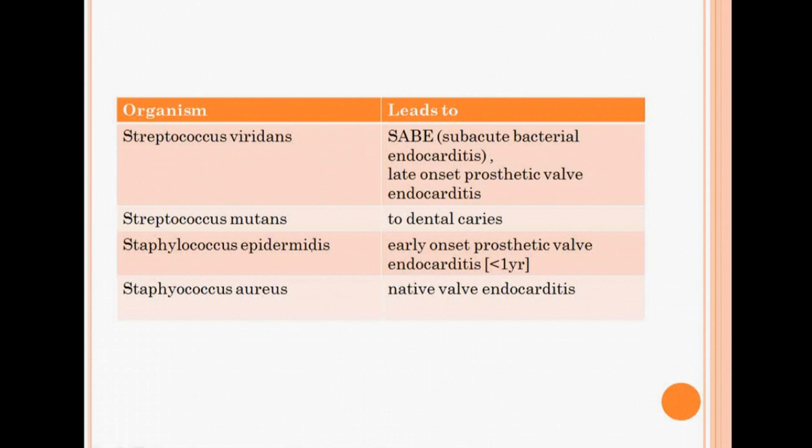Also, if instead of prosthetic valve it is a native valve causing endocarditis, then the possible organism is Staphylococcus aureus. Also please note down that the important organism which is causing dental caries is Streptococcus mutans, and the organism causing subacute bacterial endocarditis is Streptococcus viridans. So this is a list of organisms with the important and different type of endocarditis it correlates to.